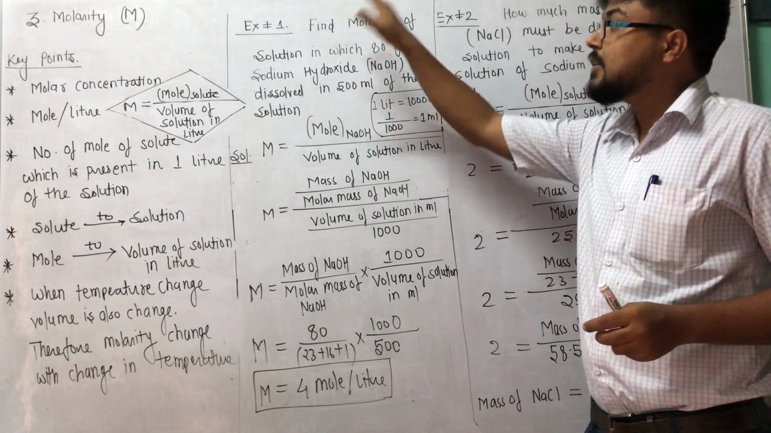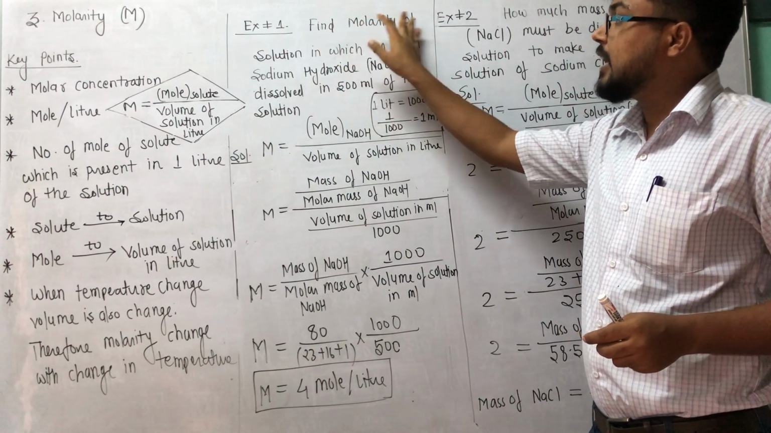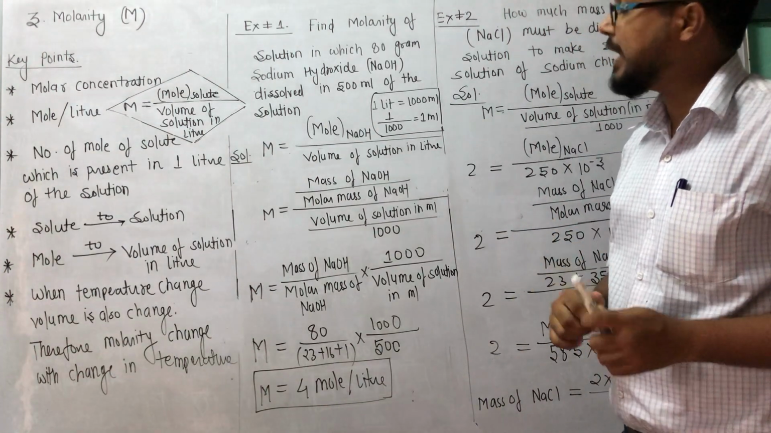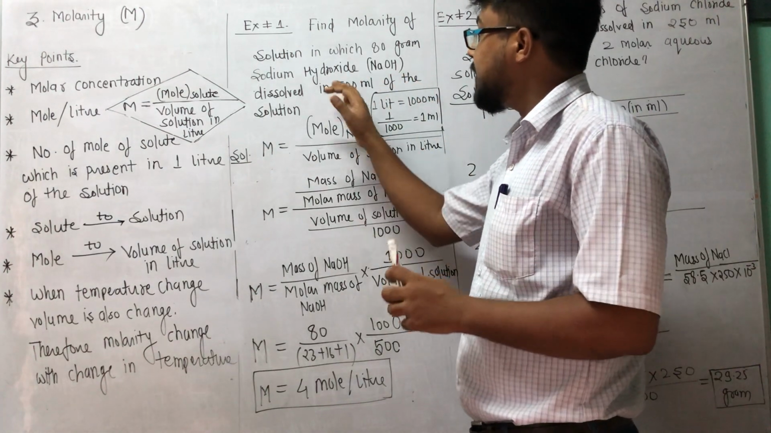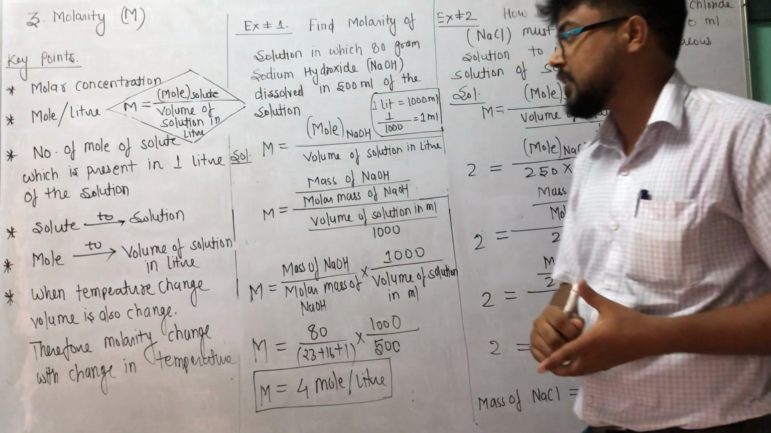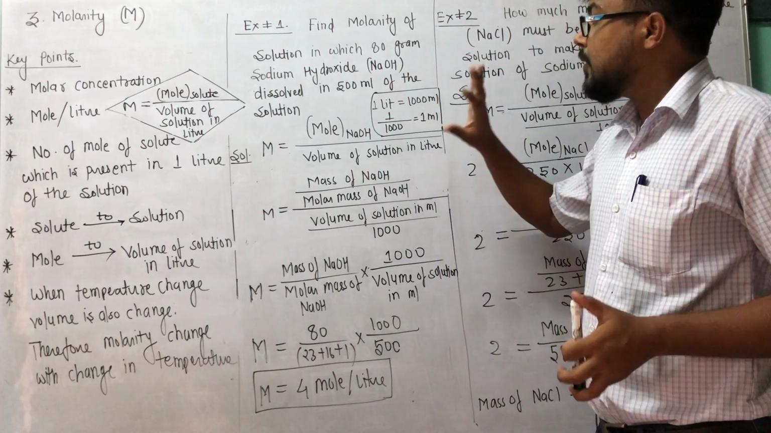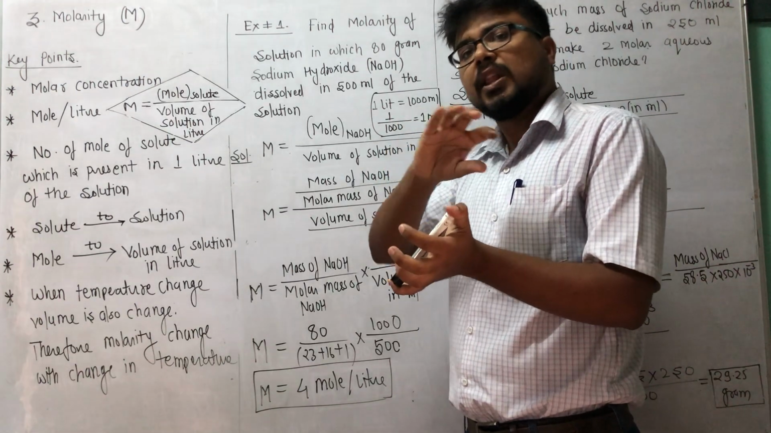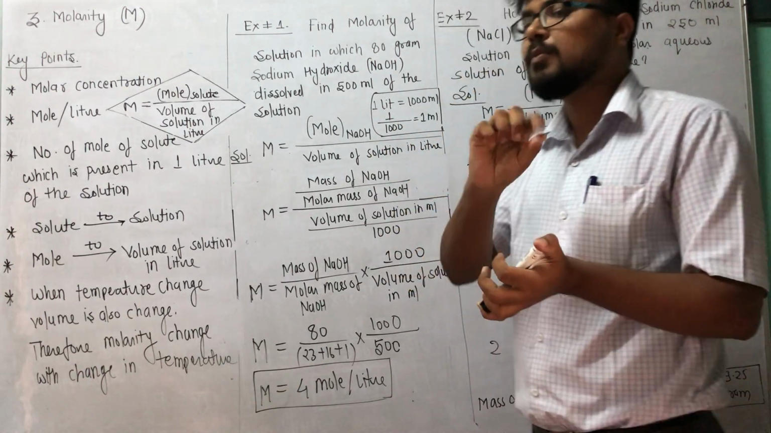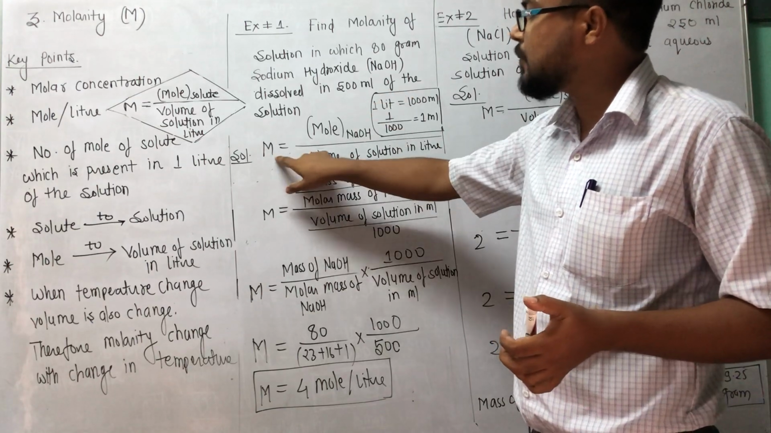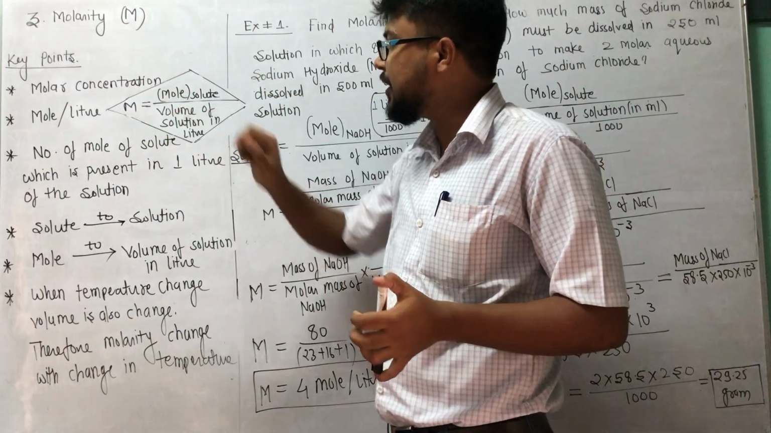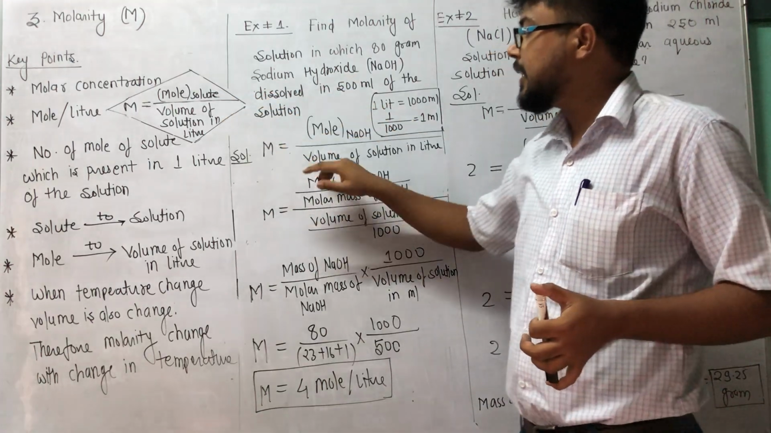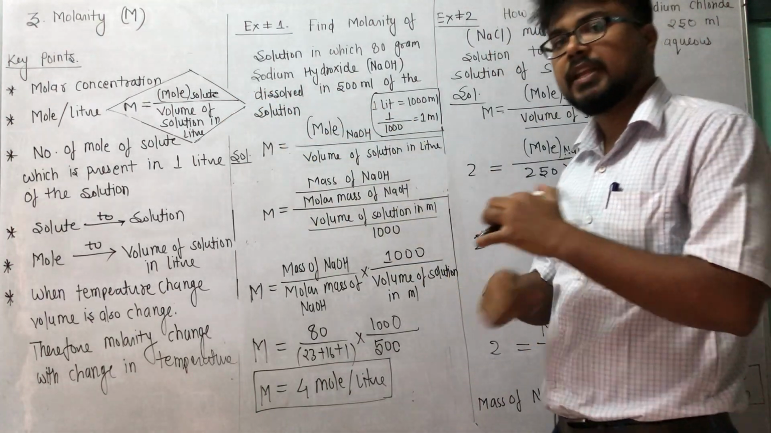Number 1: find the molarity of a solution in which 80 gram sodium hydroxide, NaOH, is dissolved in 500 ml of the solution. In this question, the examiner is directly asking about molarity. So just put in the formula of molarity: capital M equal to moles of NaOH, that is moles of solute, divided by volume of solution in liter.